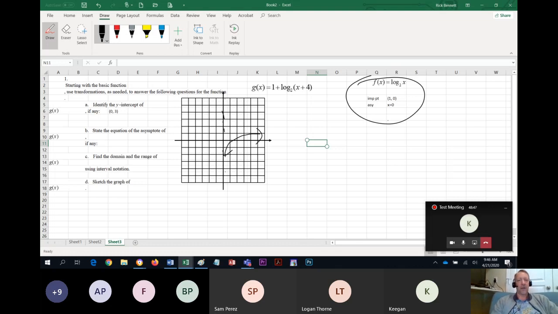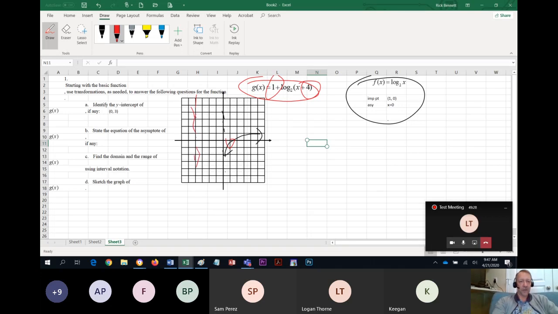Okay. Now, when we're taking this function here, we'll do this in red. What does this 1 do to me? Shifts it up 1. So now, instead of going through this point, I'm going to go up 1. What does this +4 do to me? Left 4. It's going to shift it left 4. So my asymptote's going to shift left 4. 1, 2, 3, 4. So I've got a new asymptote right here.